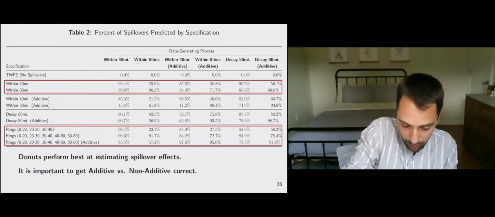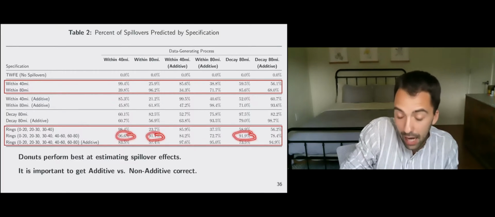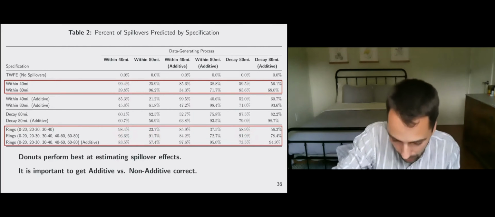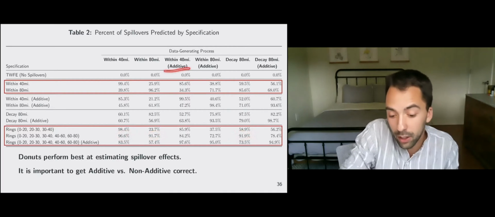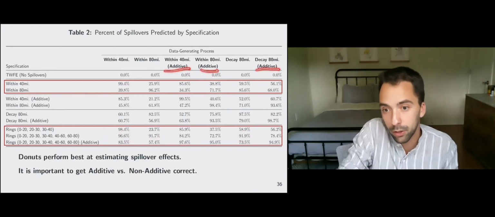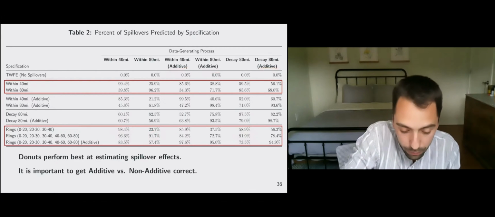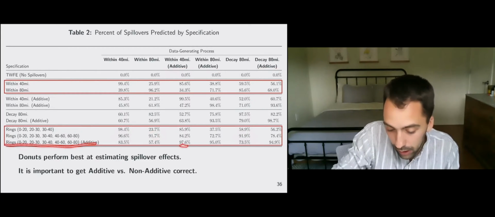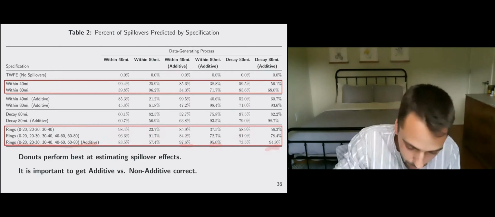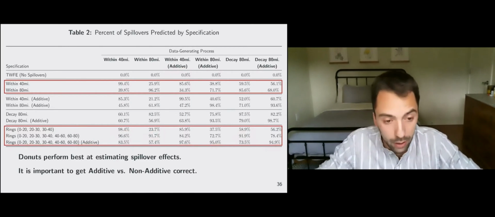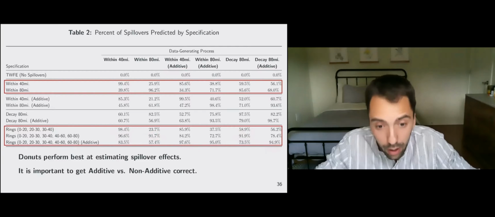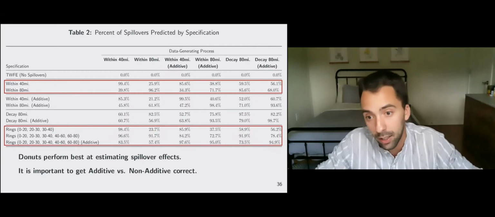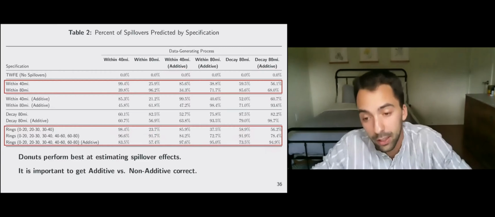We see quite consistently for these rings, as long as it's not additive, I'm able to accurately estimate the spillover effects themselves. And if the true data generating process is additive in the number of nearby treated units, the additive version of rings is able to accurately estimate those spillover effects. And so donuts, or these rings, they do the best at estimating spillover effects among all of the specifications I looked at, but it's important to get additive versus non-additive correct if you want to accurately estimate the spillover effects.